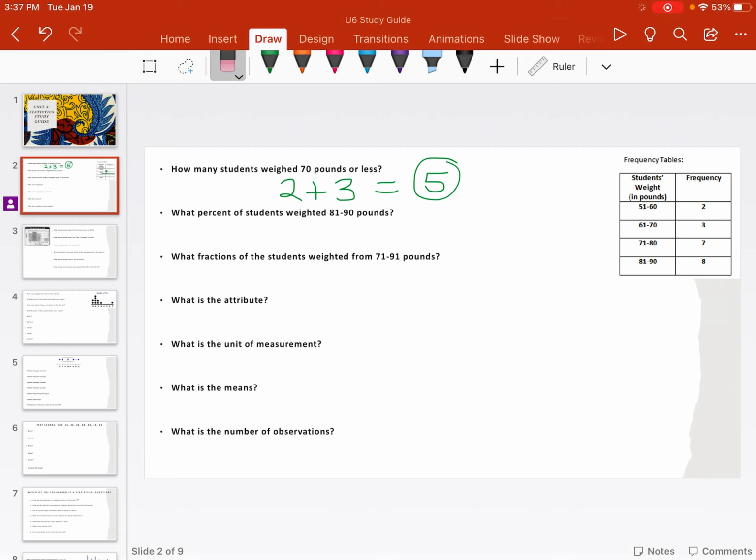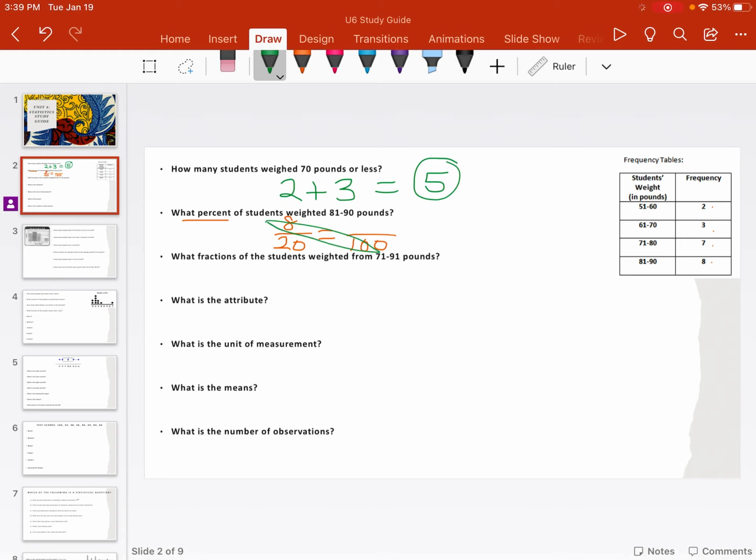Okay. Next question, what percent of students weighed 81 to 90 pounds? So that's 8 kids out of, I need to figure out how many total. So 8 plus 2 is 10, 7 plus 3 is also 10, so 8 out of 20. I know that's a fraction, but now we're going to change it to a percent. So remember, percent is out of 100.